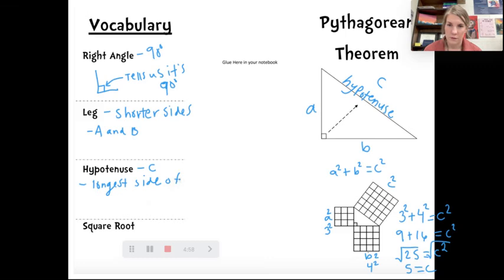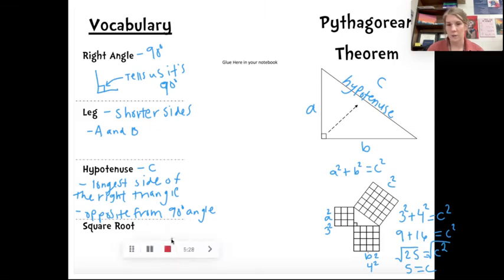of the right triangle. And it's always opposite from the 90-degree angle, as we showed here. So here's a 90-degree angle. It is opposite from it.